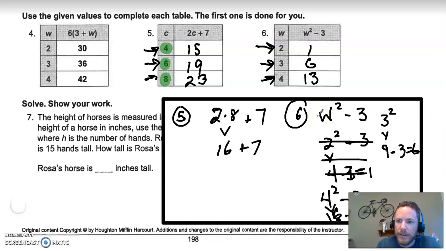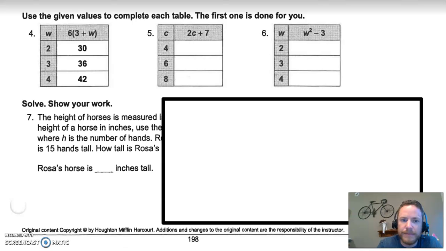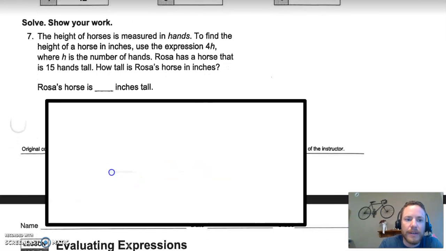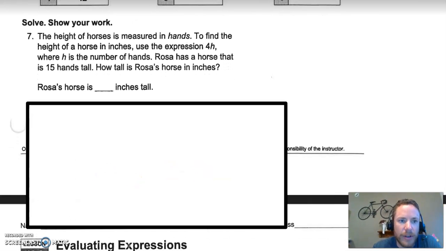Alright, let's check out the word problem at the bottom. Number 7. Solve and show your work. The height of horses is measured in hands. To find the height of a horse in inches, use the expression 4h, where h is the number of hands. Rosa has a horse that is 15 hands tall. How tall is Rosa's horse in inches? Rosa's horse is blank inches tall.